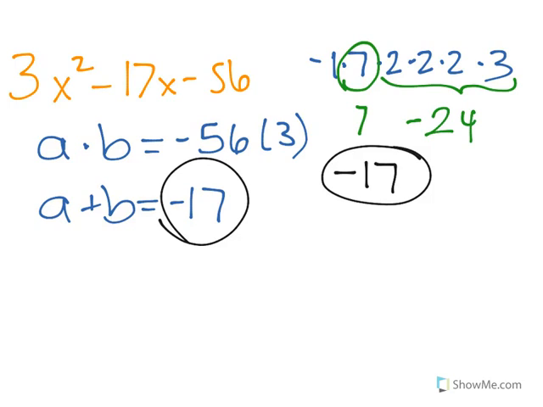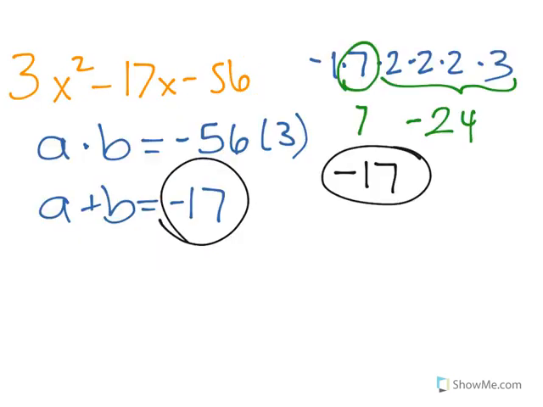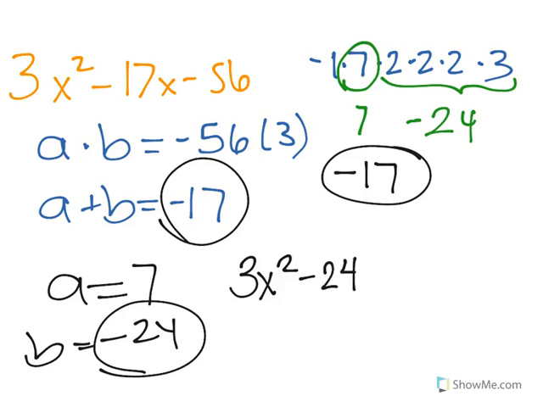And we find that, lucky guess I guess, 7 minus 24, that is negative 17, and we have found it. Of course, if we hadn't found it, we would just keep going until we did, and until we used up all the factors we have. So we have found that a is equal to 7 and b is equal to negative 24. So we have 3x squared, and which one do we put first? The negative 24, since it has a common factor with 3. So negative 24x plus 7x minus 56.